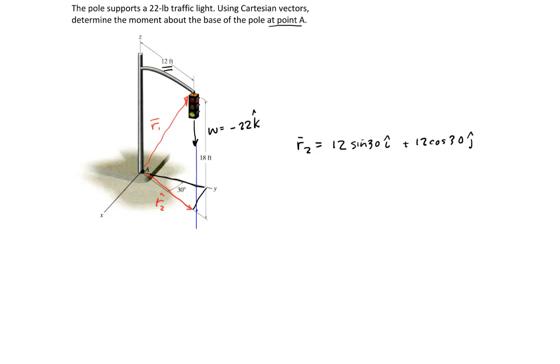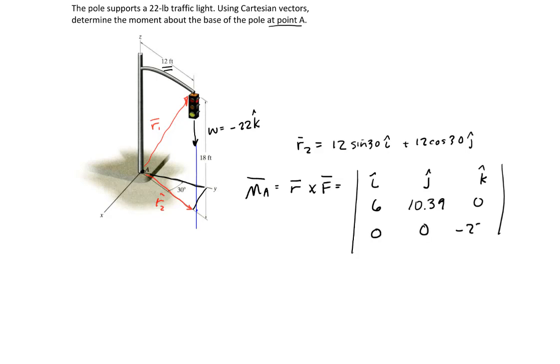Alright, now let's perform the cross product. We know the moment about A is equal to r cross F. So set up our 3D matrix. Now I've multiplied out the r vector. Remember, the r vector has to go in the middle, so the i component is going to be 6, the j component is right there and that's going to be 10.39, and there's nothing in the k. The F vector, we've decided, is 0, 0, negative 22. And now we just do the multiply and see what we get.